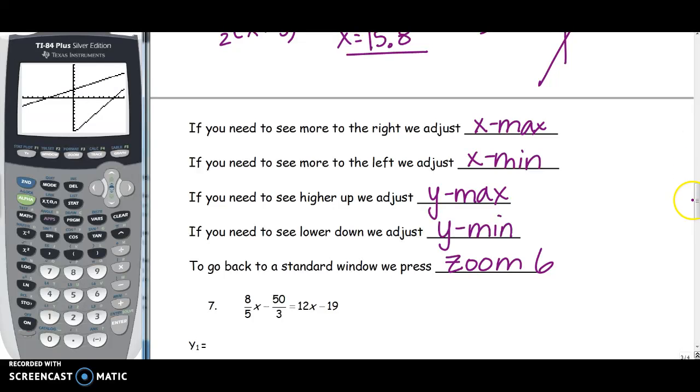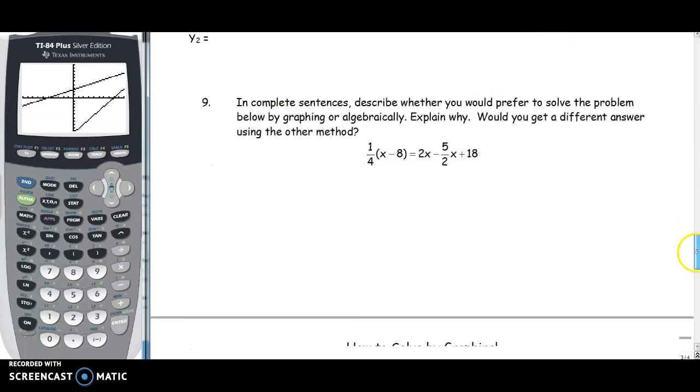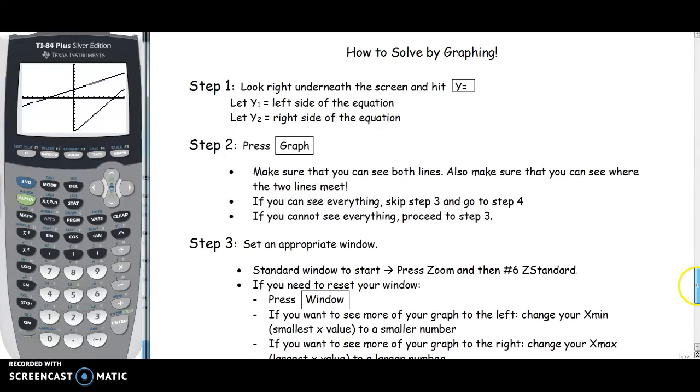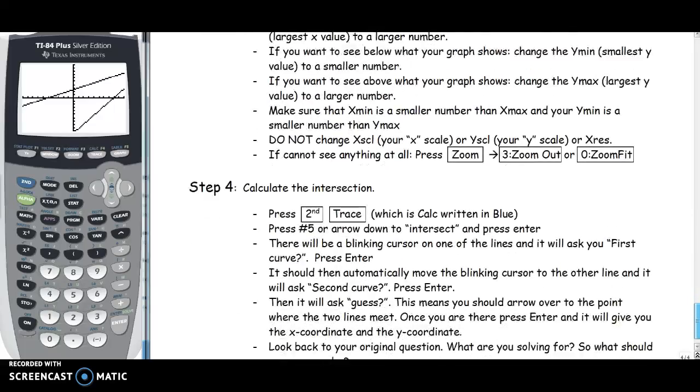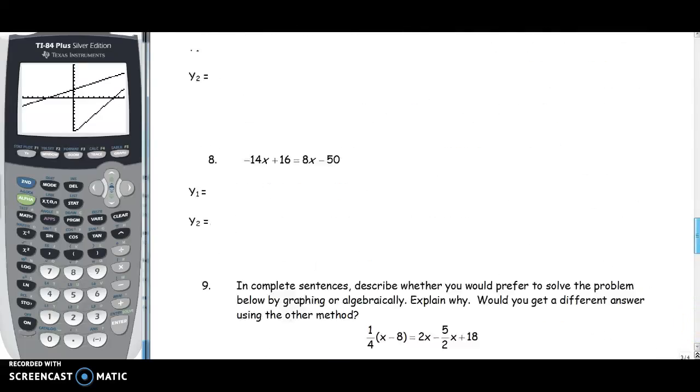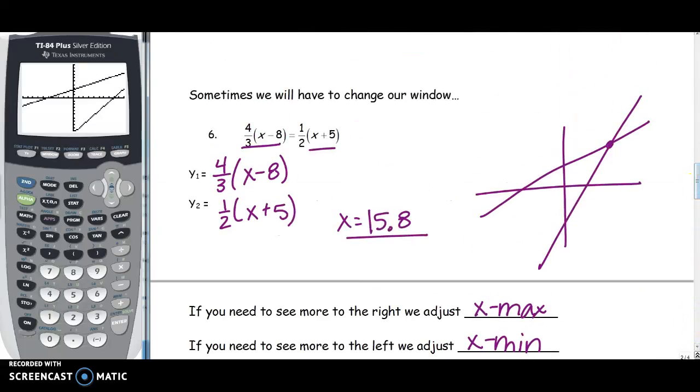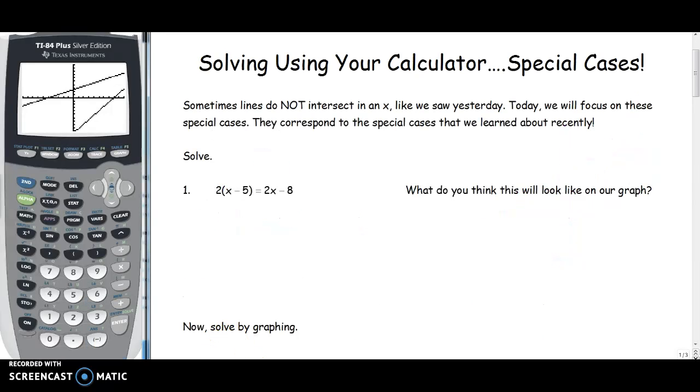So I want you to turn the page. If you notice, you're going to have all of your steps to solve if you forget, so make sure you keep that. But we're going to move on to day 12. So if you could turn the page to day 12, solving using your calculator special cases.